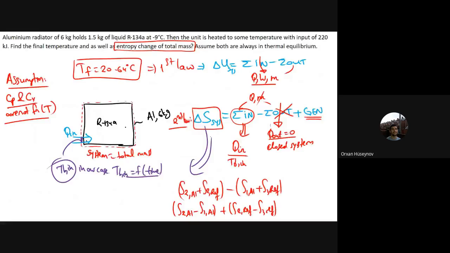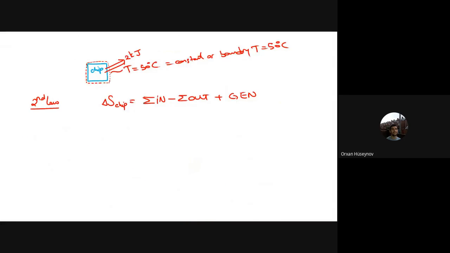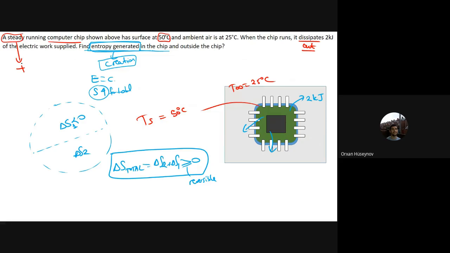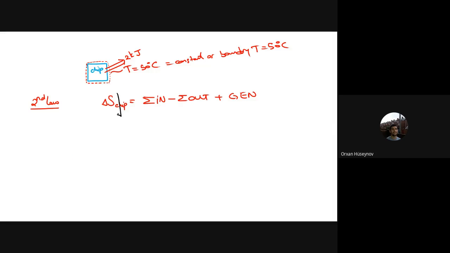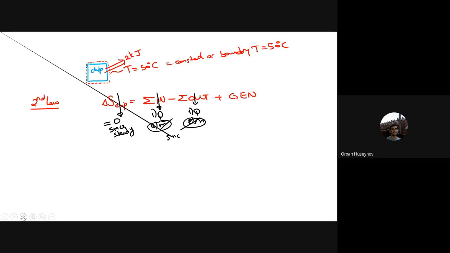I'll go back to our example here. First, it is steady. If it is steady, this term is 0. In, it can be by heat, it can be by mass. Out, it can be by heat, it can be by mass. And for our system, these two mass terms are 0 because it is a closed system, and since it's a closed system, we cannot have any mass transfer. The chip is a closed system.